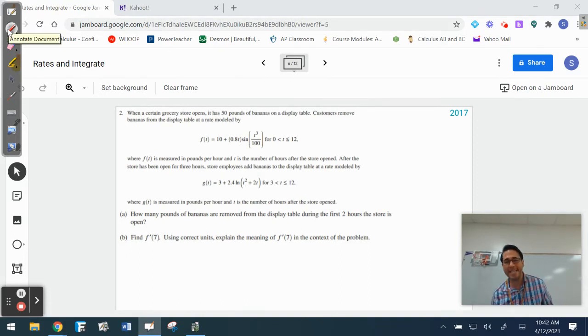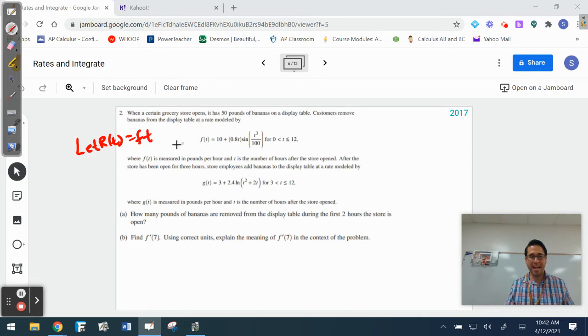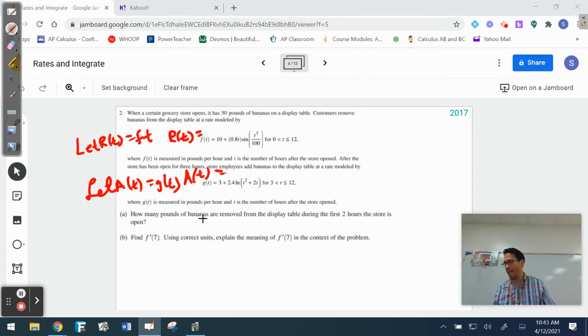Number 2, we're talking about bananas. We got bananas on a display table, and it says that customers remove the bananas at this rate. So they remove, I would say let R of t equal f of t. I like it when my variables relate. And then we have employees that add to the display table. I'm going to call this let A of t equal g of t, so that I know what I'm talking about. So we have remove and we have add to our situation.